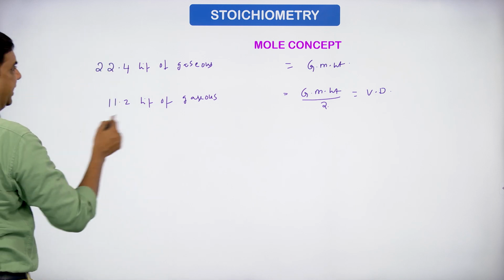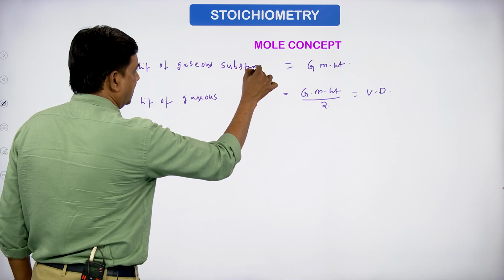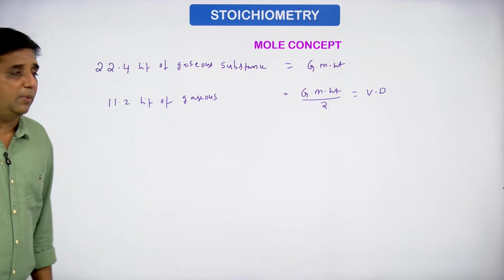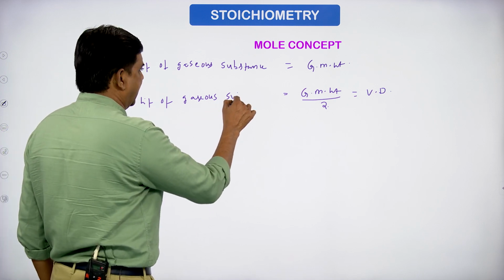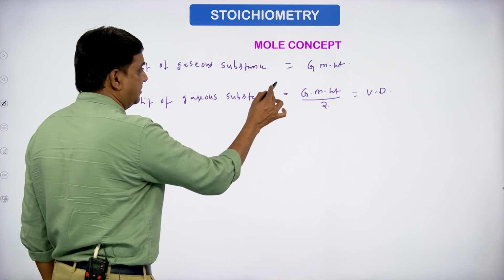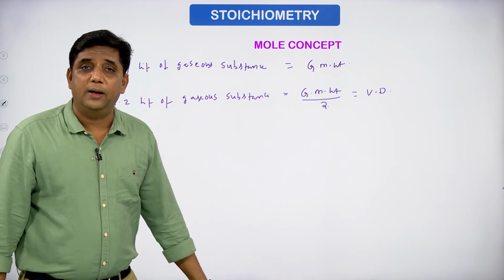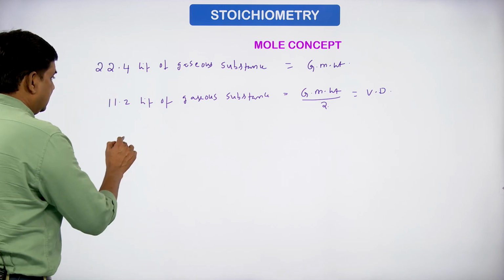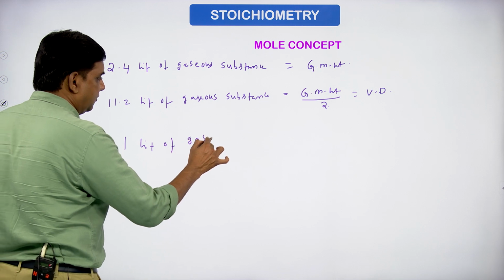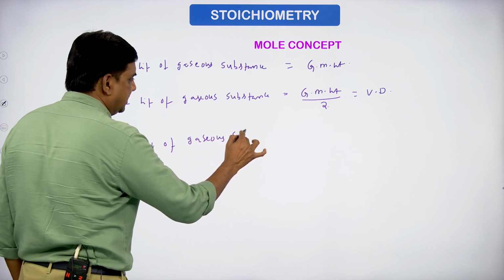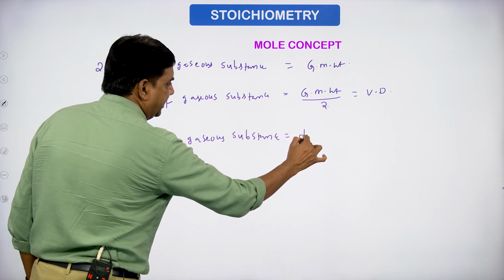We are writing more technically, that is also correct and this is also correct. For a gaseous substance, the gram molecular weight in case of molecules, gram molecular weight by 2 is equal to vapor density. And similarly, the mass of 1 liter of gaseous substance is nothing but the density.